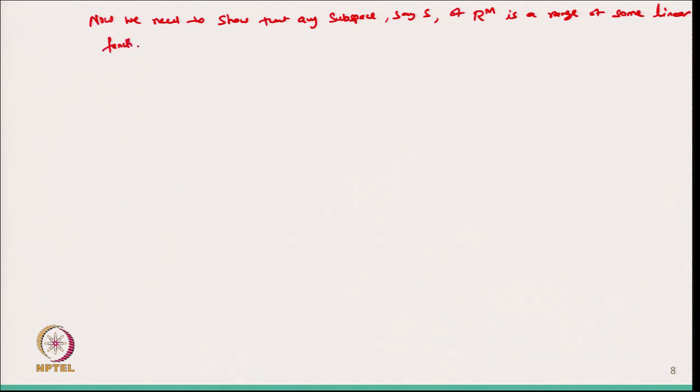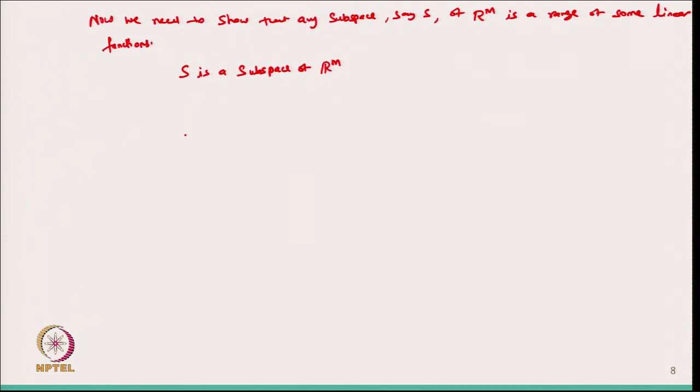Now, we need to show that any subspace, say S in this case, of Rm is a range of some linear function. So, this one we want to discuss. Now, for this one, let S be a subspace of Rm. So, this one we have just defined.